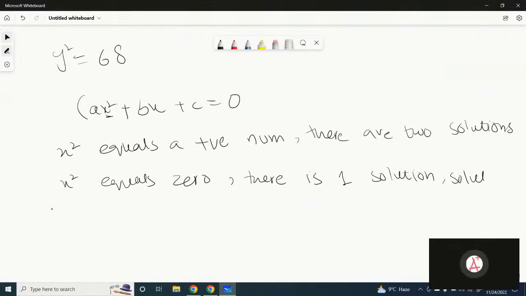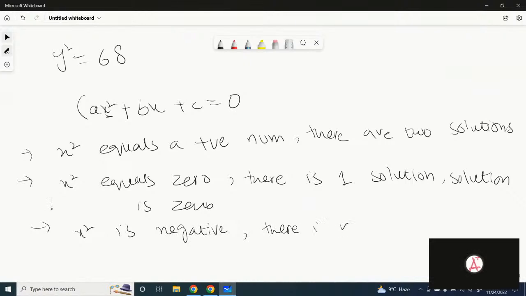And the solution is 0 because x square is 0, so the solution is 0. Got it? And what if x square is negative? There is no solution. When x square is negative, there is no solution.